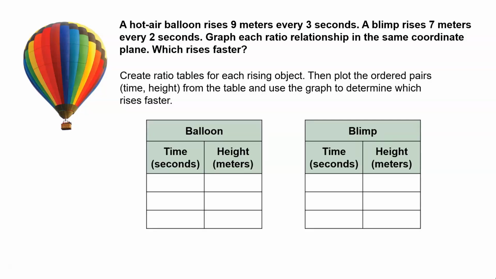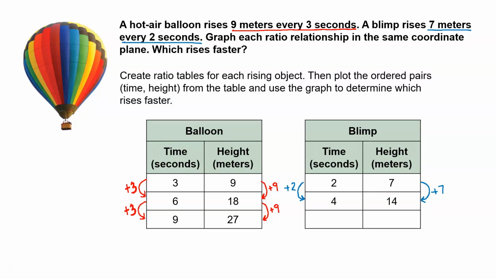Start by creating a ratio table for the balloon. Balloon rises 9 meters every 3 seconds. So the ratio of time to height is 3 to 9. Add the quantities from the original ratio to produce an equivalent ratio, 6 to 18. Do this again to get an equivalent ratio of 9 to 27. Now create the ratio table for the blimp. Blimp rises 7 meters every 2 seconds, so the ratio of time to height is 2 to 7. Use the quantities from this ratio to obtain an equivalent ratio of 4 to 14. Use the equivalent ratio of 6 to 21.